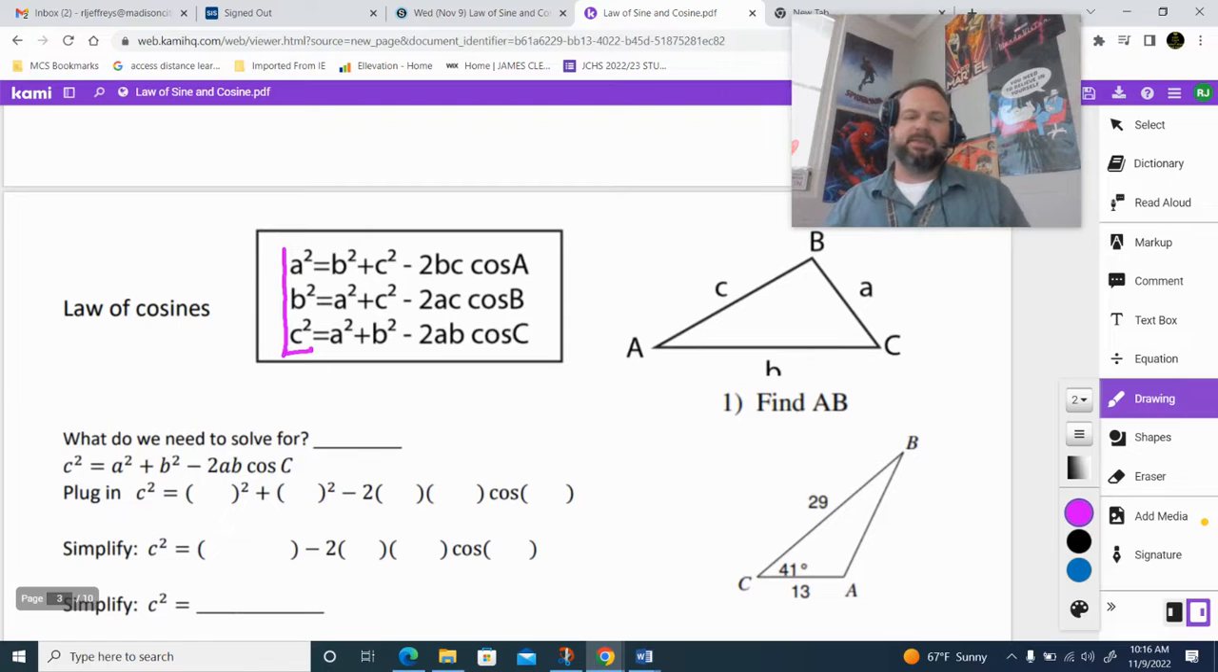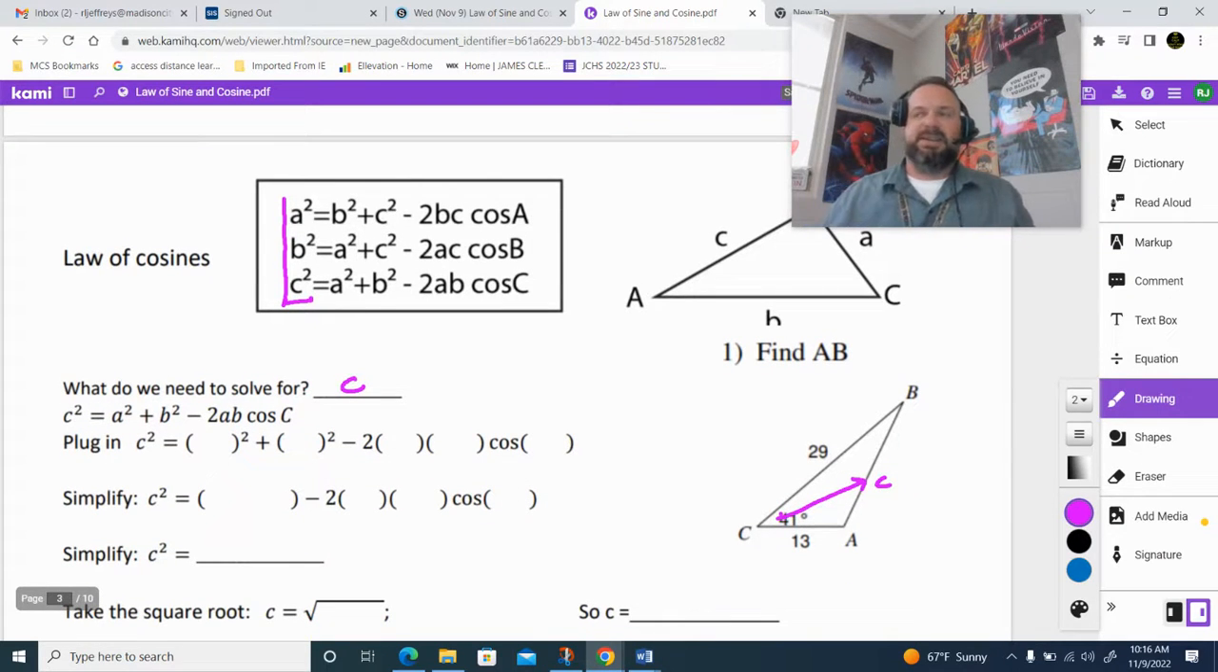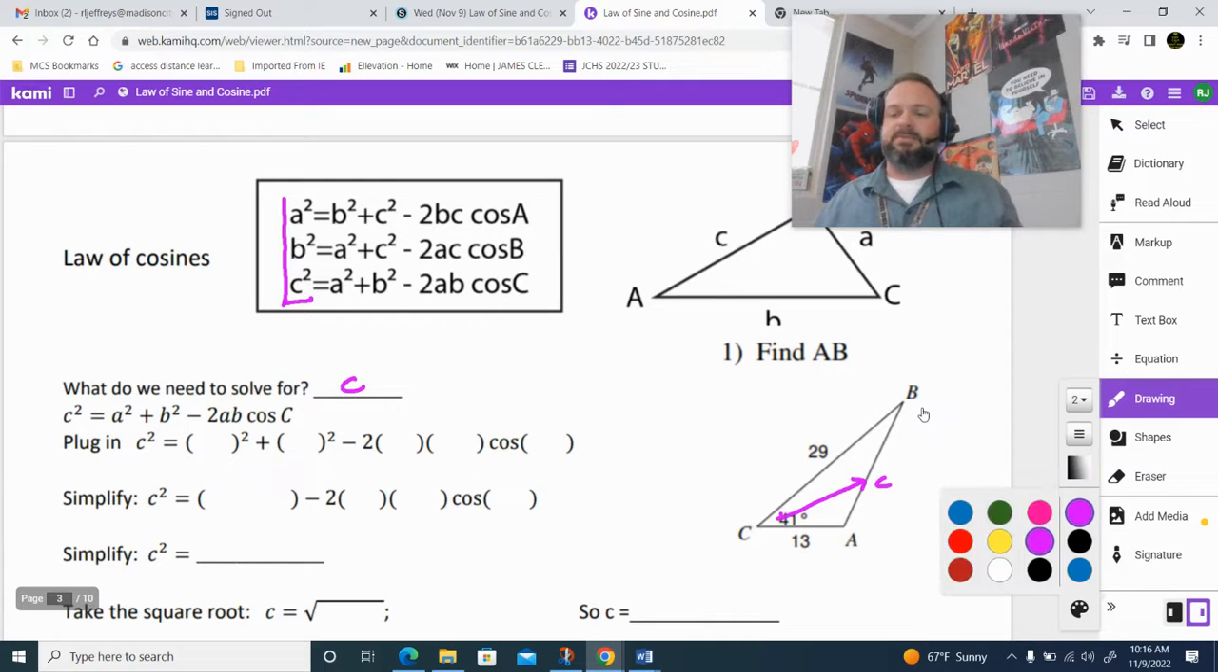Here's the deal. Number one, we're trying to find AB. That's this side right here, which is across from big C, so it's like little c. Okay. So that's what we're looking for. We need to solve for little c. Now, as confusing as it is, it's literally a plug and chug type problem. Just some people may chug faster than others.